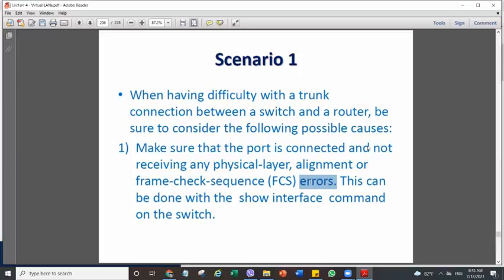That means whatever the connectivities, first check whether they are connected properly. Then alignment or frame check sequence errors are not common, but such a criterion is also there to analyze the cause. Eventually, the show interface command will assist you on that. Yes, that is enough at this stage.